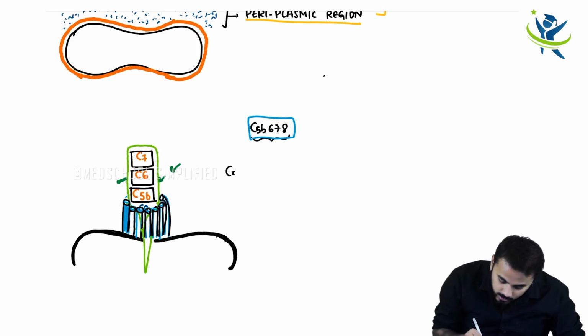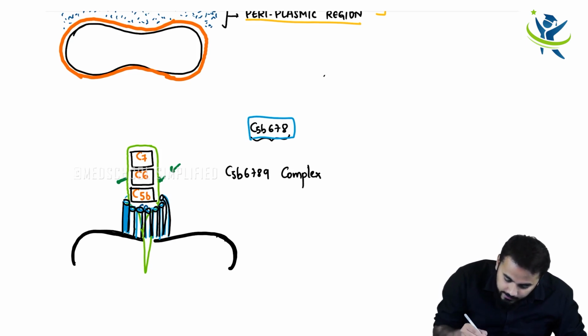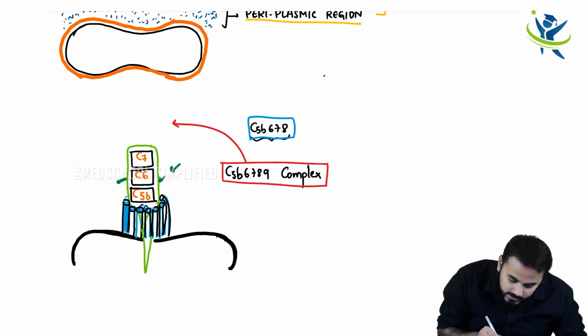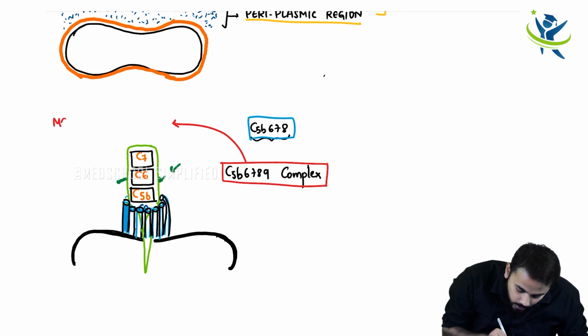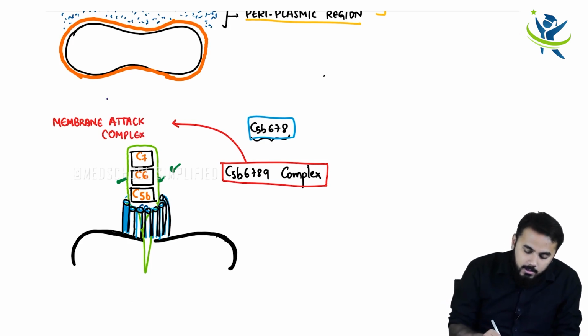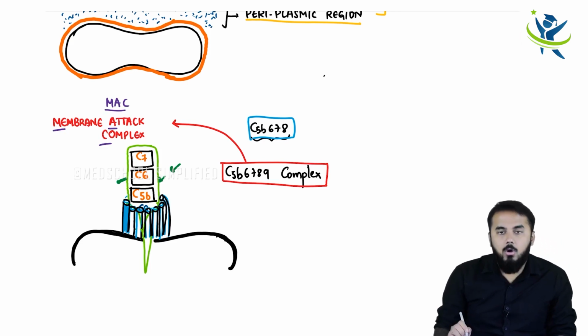Yes. This is called the C5b6789 complex. So all these complexes together, I call this the membrane attack complex, or simply MAC, or MAC complex.